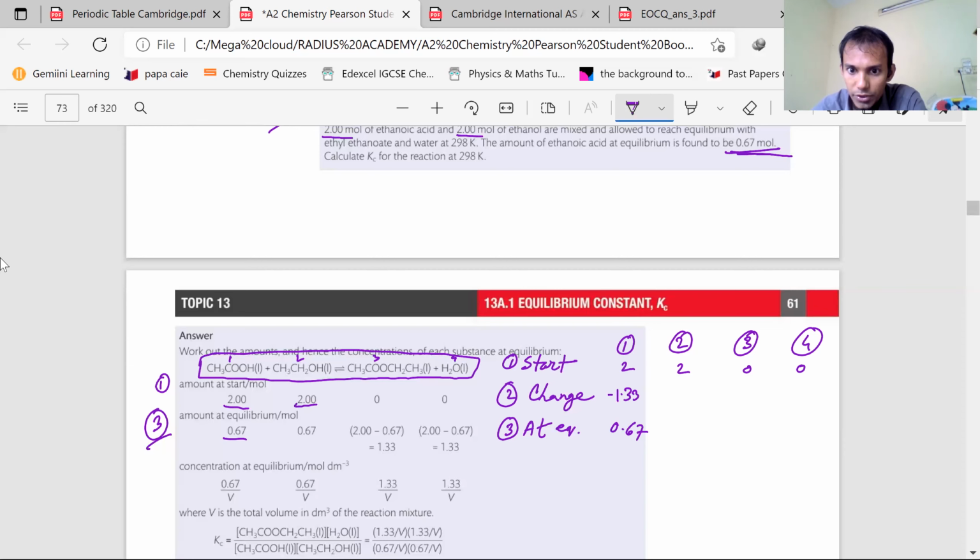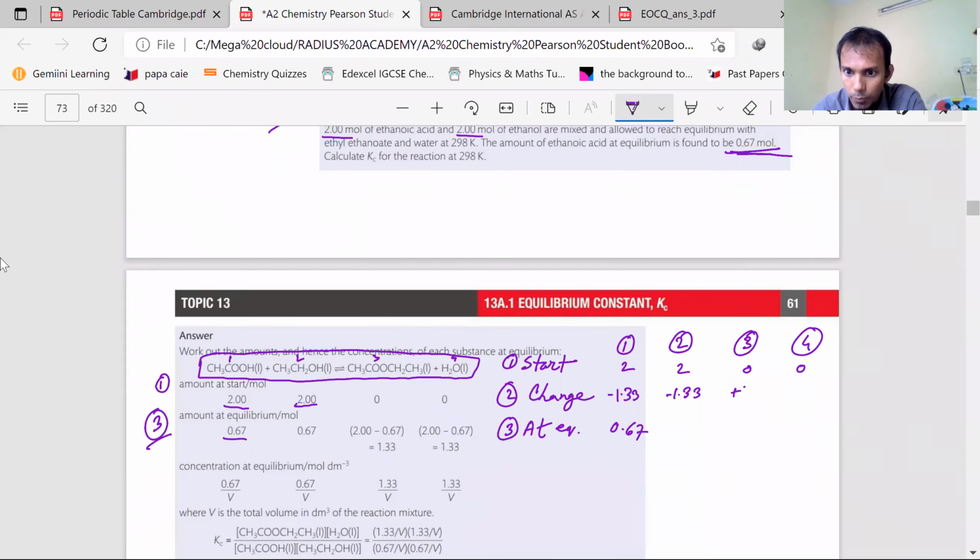So change is negative 1.33. That means it decreased from 2 by 1.33, okay? That is why you got 0.67. Now, the change will always maintain the mole ratio. Again, I'm saying the change always maintains the mole ratio. It is 1.33, the first one. So if the first one is 1.33 and the stoichiometric coefficients or mole ratio for all the reactants and products is 1:1:1:1, so it will be negative 1.33.